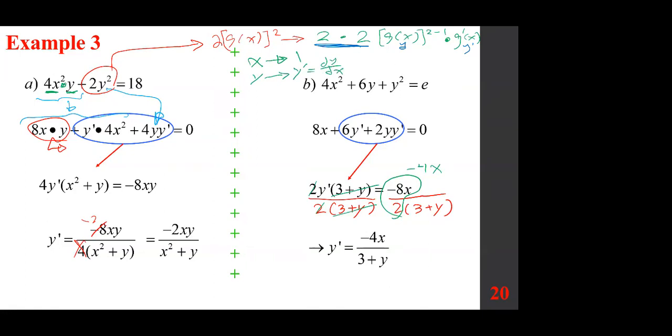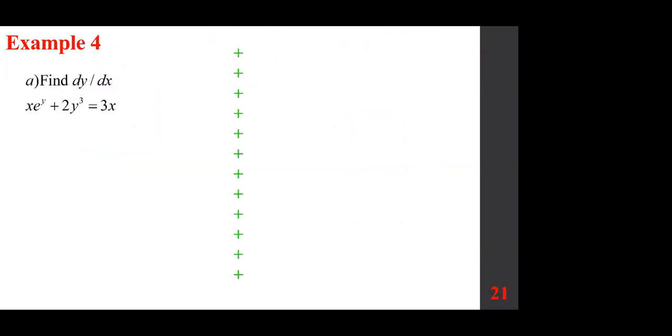Are we clear on that? Perfect. Because remember, if it is only x, the derivative is 1. Not only x, any independent variable. If you're taking the derivative with respect to t, the derivative of t is 1. If you're taking the derivative with respect to theta, the derivative of that one is 1.